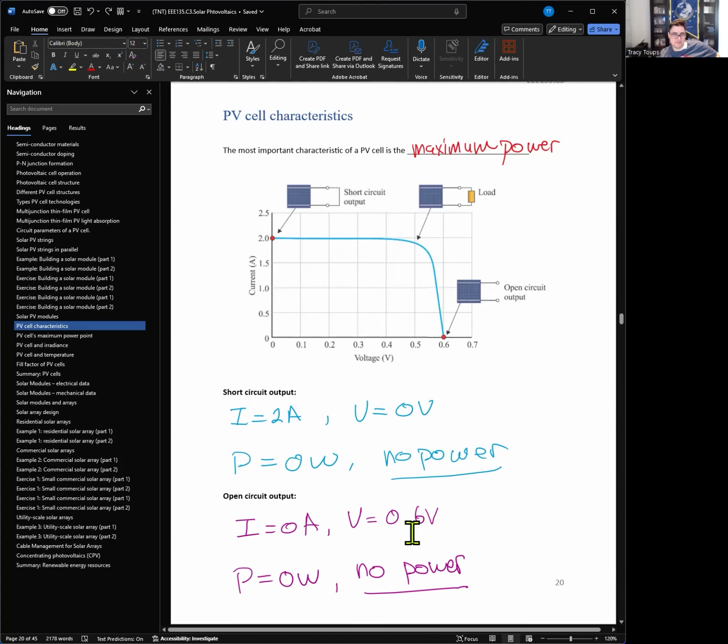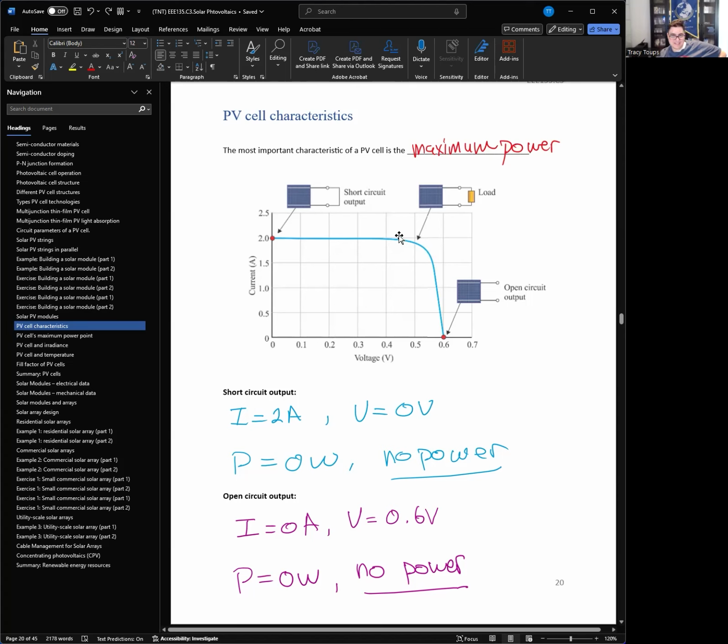So you have 0.6 volts, but your current is 0. Your power is also 0 as well. You don't ever want to operate in these two extreme ranges. You want to operate somewhere in the middle, right? And then this curve is not linear, so you're going to have to use some type of iterative approach to find a maximum power point, right?